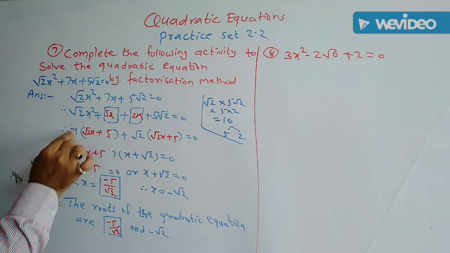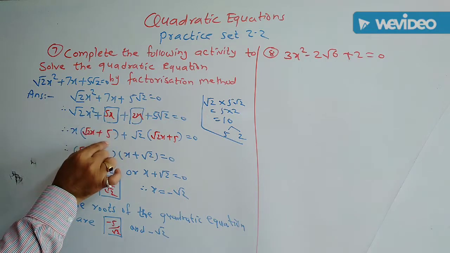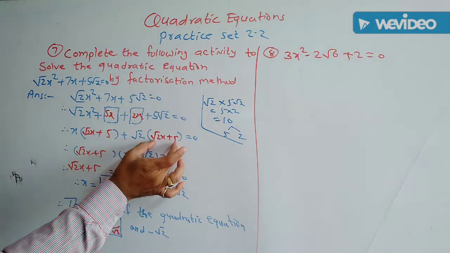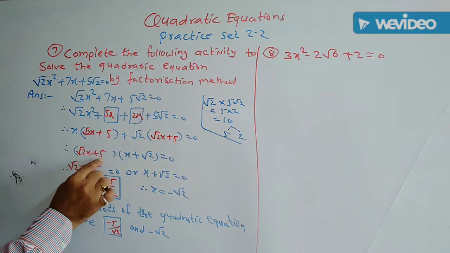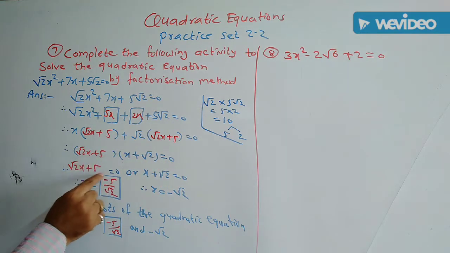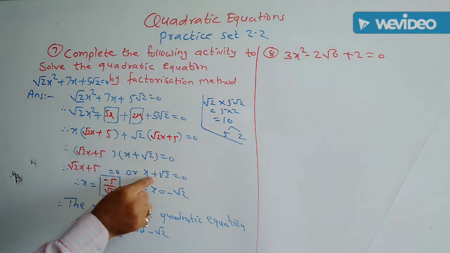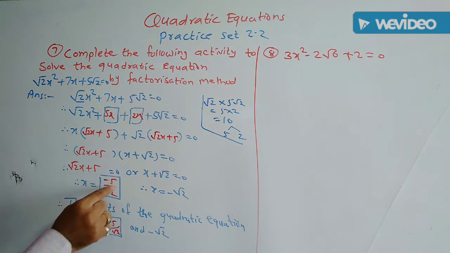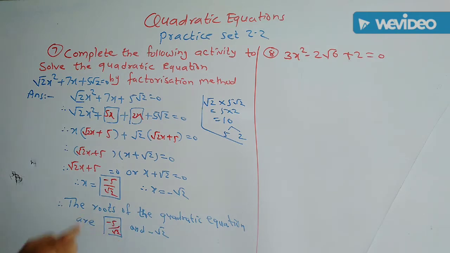From this x gets common, remaining is root of 2x plus 5. From this root of 2 gets common, again remaining the same bracket root of 2x plus 5. Now root of 2x plus 5 bracket gets common, remaining is x plus root of 2. Root of 2x plus 5 is equal to 0, or x plus root of 2 is equal to 0, and therefore x is equal to minus 5 upon root 2, or x is equal to minus root of 2, which are the roots of the given quadratic equation.